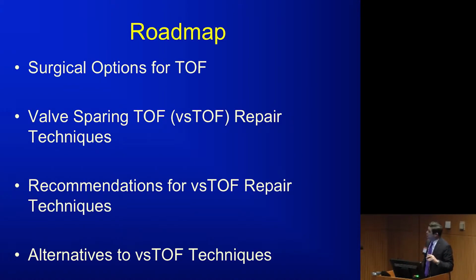But in terms of a roadmap here, I'm going to talk a little bit about what the surgical options are for Tetralogy of Fallot in general. I think it's probably well known to the majority of folks in this room that the gold standard in surgery for Tetralogy of Fallot has always been a repair with a transannular patch. Within the past 10 to 15 years within our field, there's been an emerging emphasis toward trying to spare the pulmonary valve during these repairs.